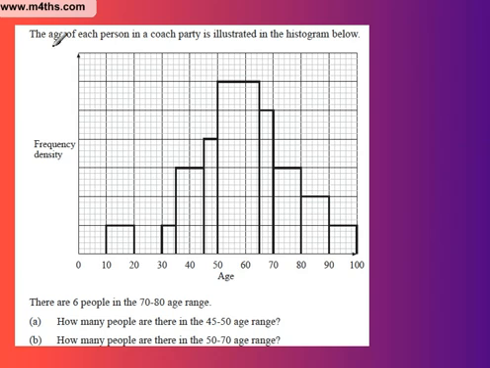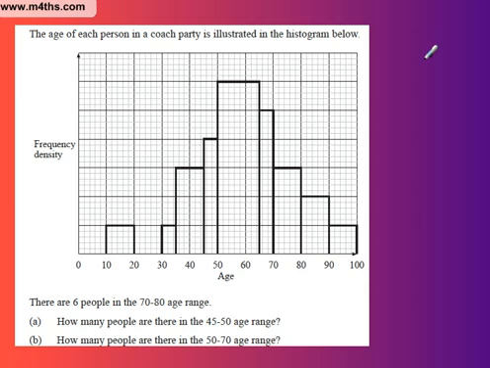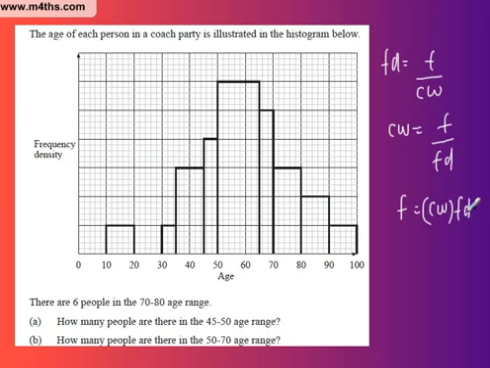Right. The age of each person in a coach party is illustrated in the histogram below. We don't have frequency density this time, and we're told that there are 6 people in the 70 to 80 age range. So again, frequency density is equal to frequency divided by class width. Class width is equal to frequency over frequency density, and then frequency is the class width multiplied by frequency density.